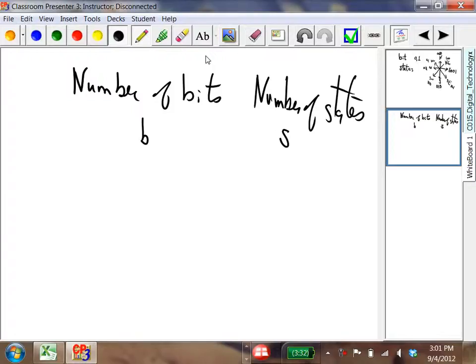Eric, can you think of a relationship between the number of bits and the number of states? Ah, I love people that have theory. You know, I'm a professor. We just love theory. Come on with a theory. I mean, after all, this is a university. Yeah. Okay.